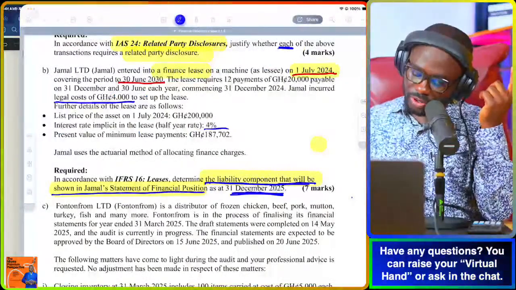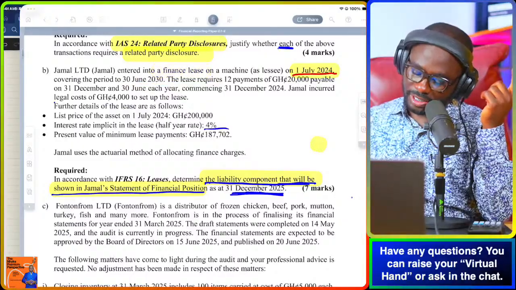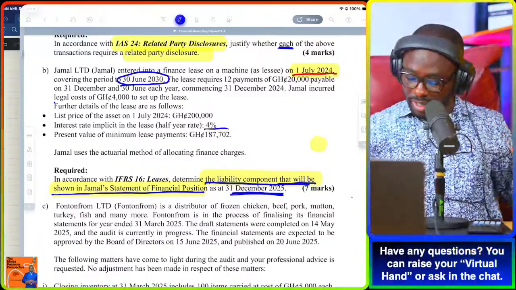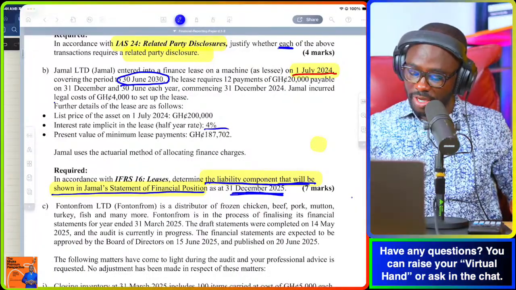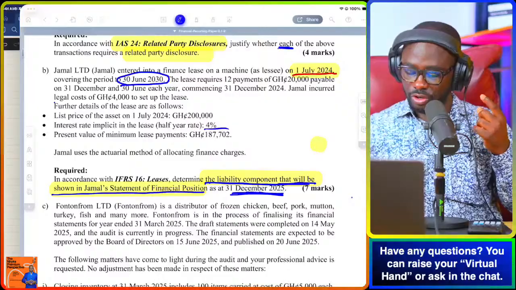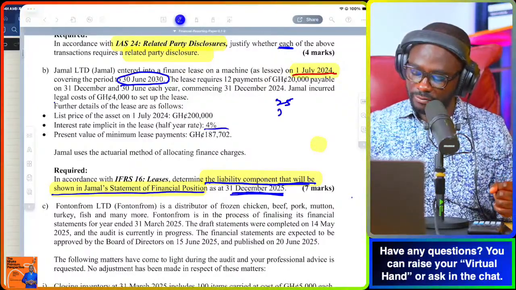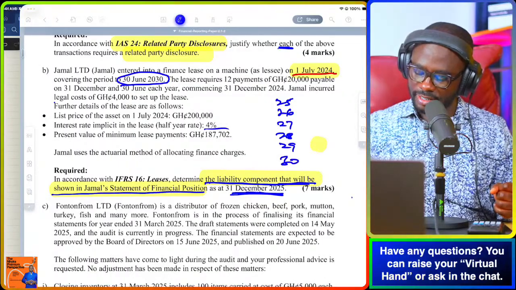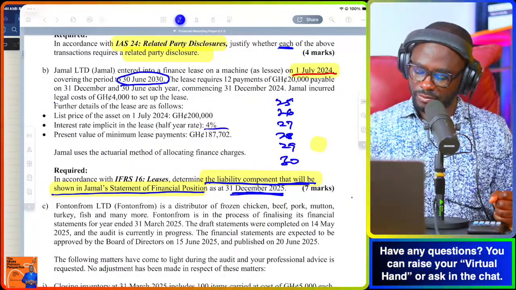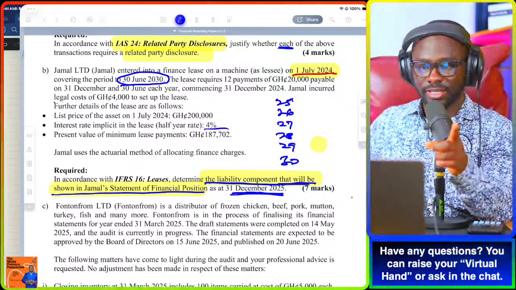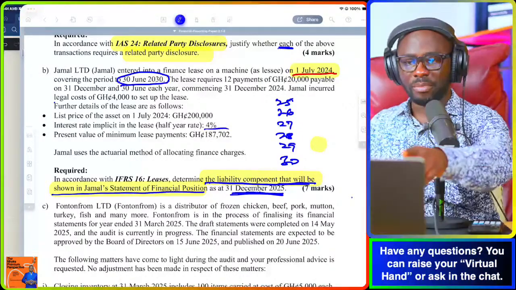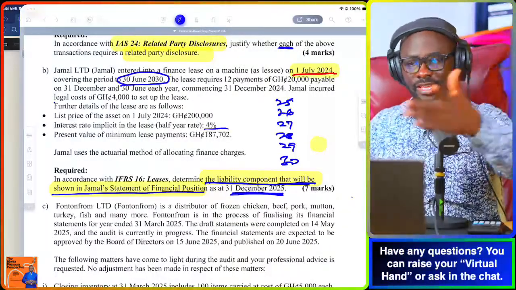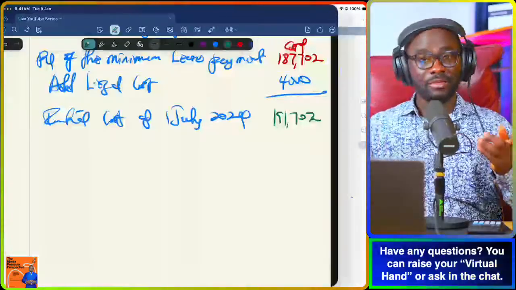Now, remember, we are told that the lease is going to end on 30th June 2030. So it means the lease term is going to be what? July to June. So 25, 26, 27, 28, 29, 30. So 1, 2, 3, 4, 5, 6. So it means the lease term is 6 years. Because if you are paying 12 payments half yearly, it gives you 6 years. So the lease term is 6 years here.